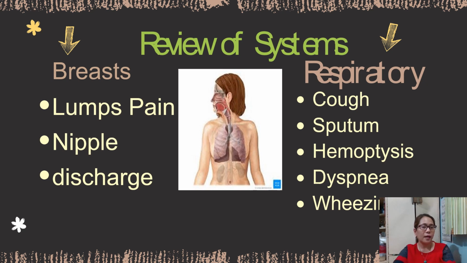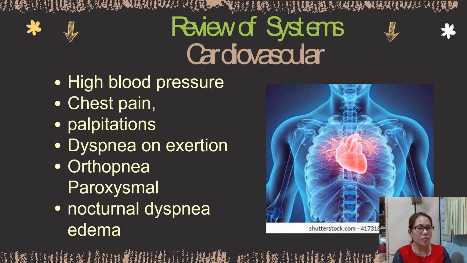For respiratory naman, you check kung may presence of cough ba sa patient, ilang araw na or weeks na ba. Sputum, what's the color of the sputum? Is it white, greenish? Hemoptysis, or meron bang blood sa sputum? Dyspnea, difficulty of breathing, may wheezing ba? For the cardiovascular system, you may ask the client kung meron bang high blood pressure or low blood pressure or naka-experience ba ng chest pain or palpitations.